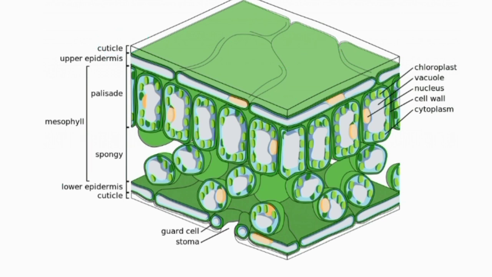Then comes the upper epidermis. The first part is the cuticle, the second part is the upper epidermis, and the middle part is the mesophyll. You see, this is the middle part and this is the mesophyll. Let me change the color.